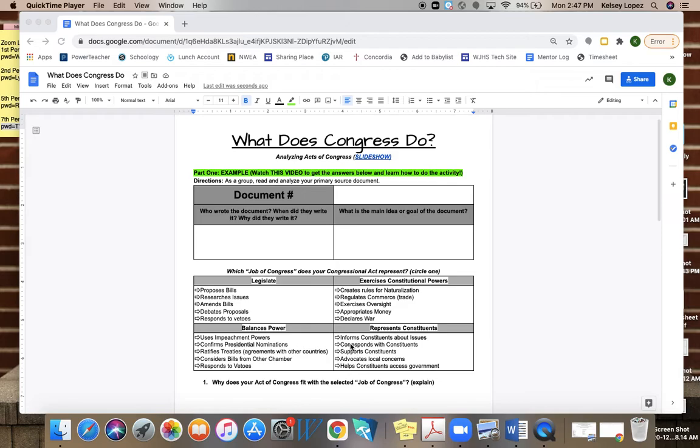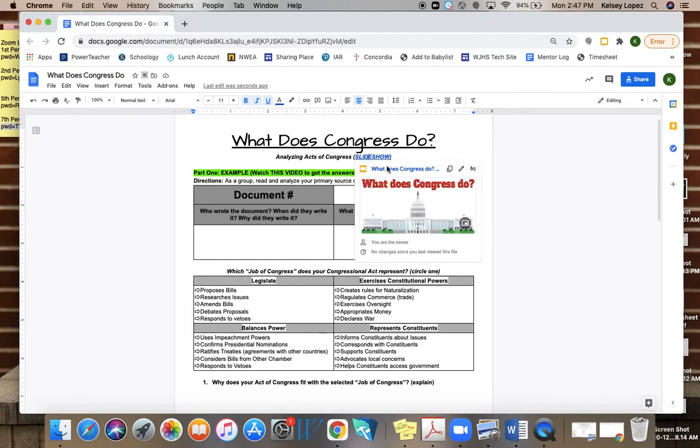Thinking back to yesterday, we did answer this question with our notes on what Congress does, and we filled in these quadrants and we looked at some examples of what Congress actually does. So now we're going to put that to practice, okay? So the first thing you need to know is that you're going to look at some primary sources today and try and understand what Congress actually does.